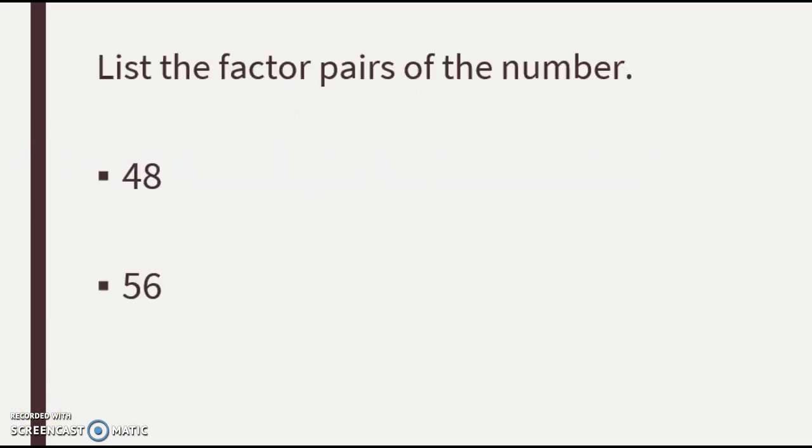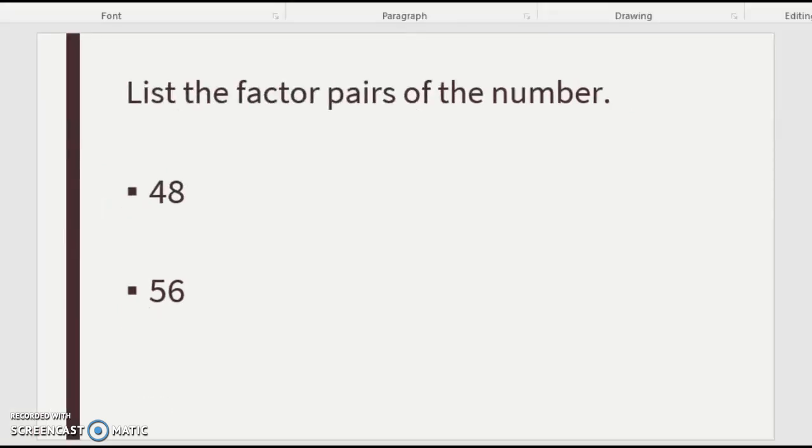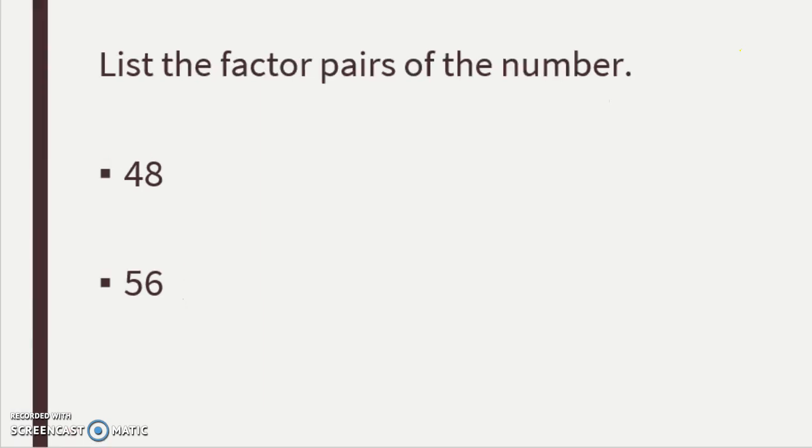All right, so let's start with our first question here. We are listing factor pairs of the number. Let me turn on my pen real quick. Hold on 1 second. All right, here we go. So we are looking first for the factor pairs of 48.